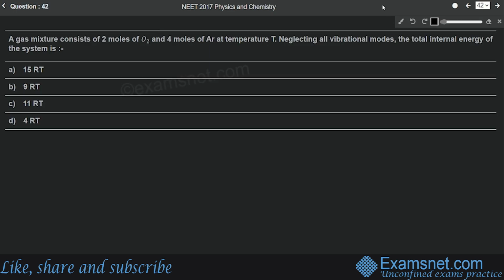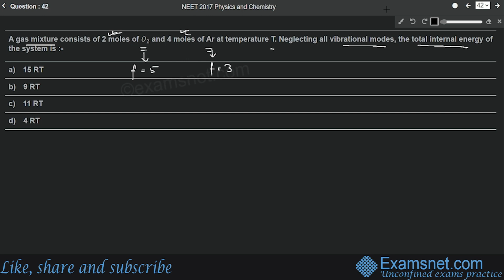Question number 42 is from kinetic theory, and the question is: a gas mixture consists of 2 moles of oxygen and 4 moles of argon at temperature T. Neglecting all vibrational modes, the total internal energy of the system is. Here we have to remember that oxygen is a diatomic gas. Therefore, the degree of freedom for oxygen will be 5, whereas argon is a monoatomic gas. Therefore, the degree of freedom for argon will be 3.